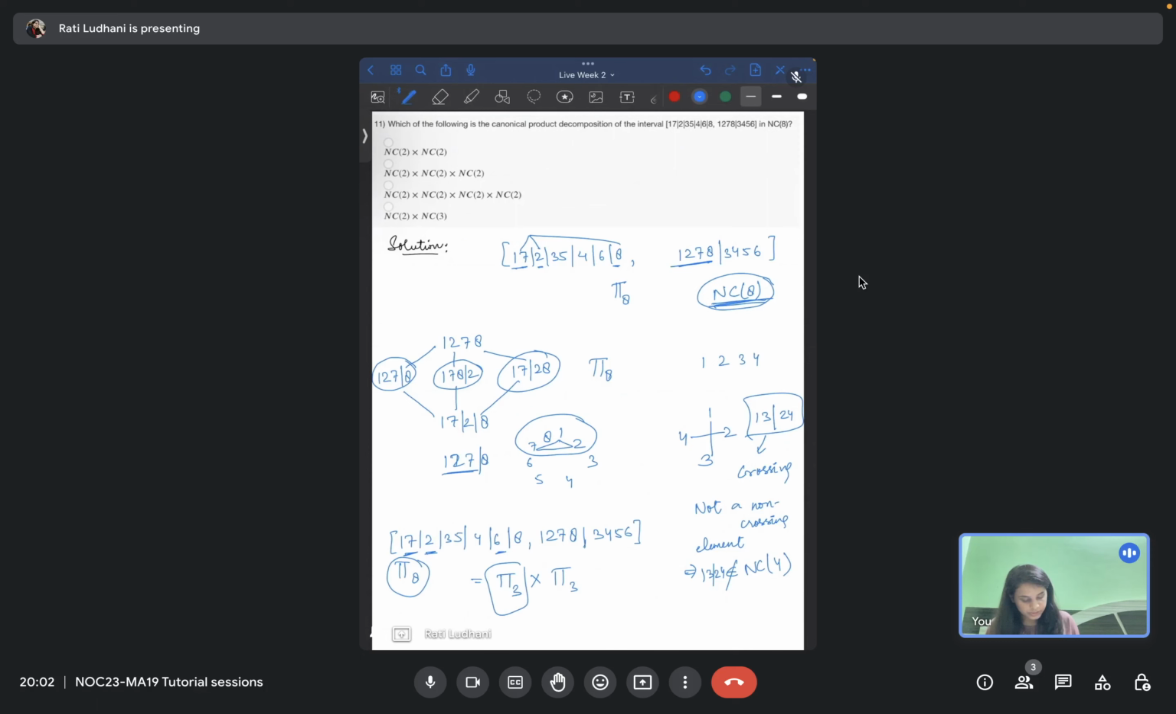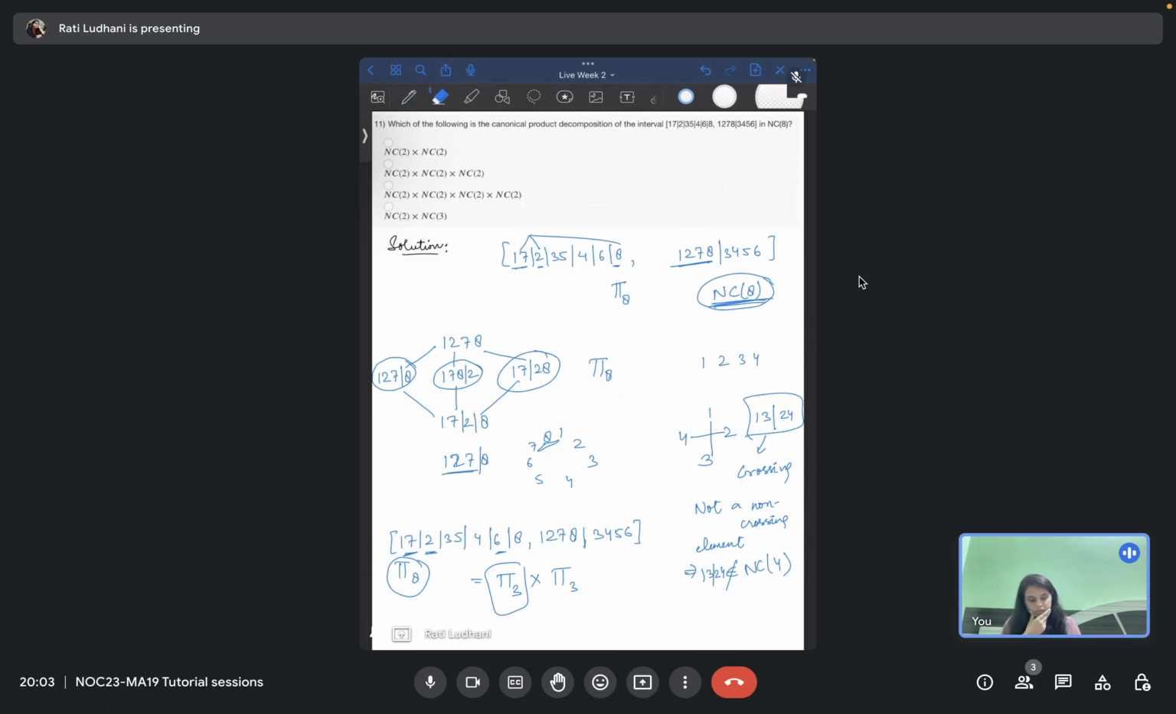So 8 is separate, and 1, 2, 3 are not crossing. Okay, so 8 is separated, so there is no issue, and there is no line which is crossing in this situation. So let's see what is the other thing. For 1, 7, 8, this is just this, and 2 is separated. So again there is no crossing. I'm just looking for those 4 because I can think of it in the product form, and I'm looking for the pi 3, first pi 3.